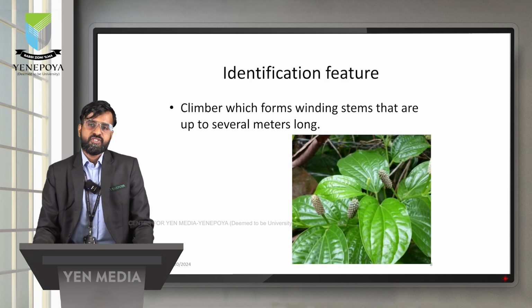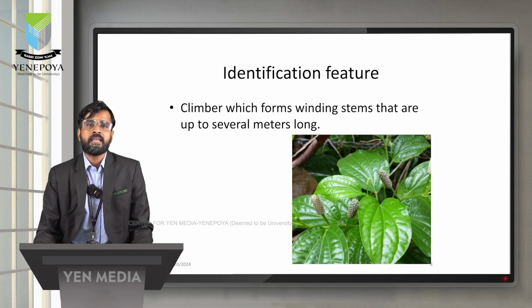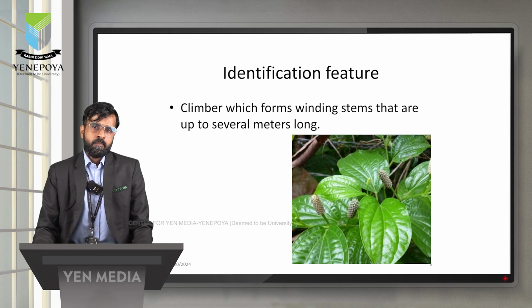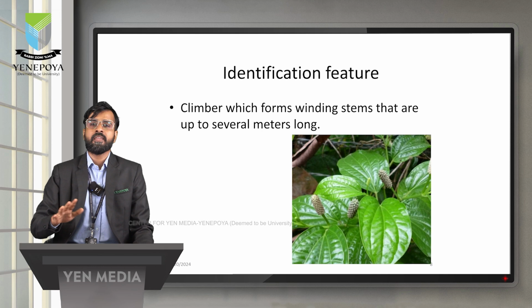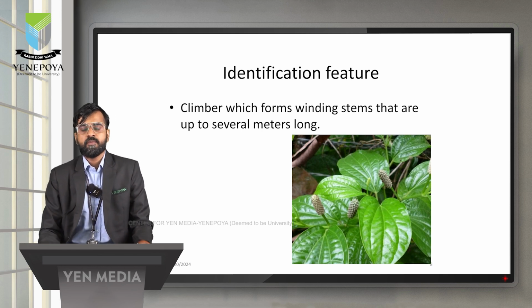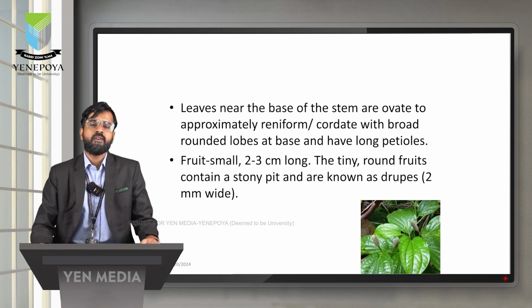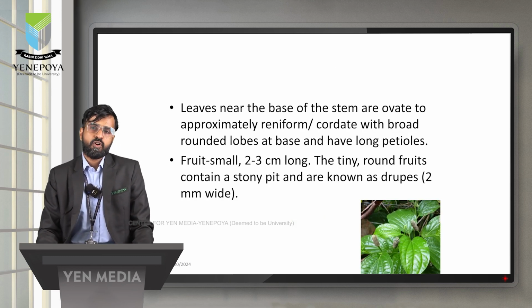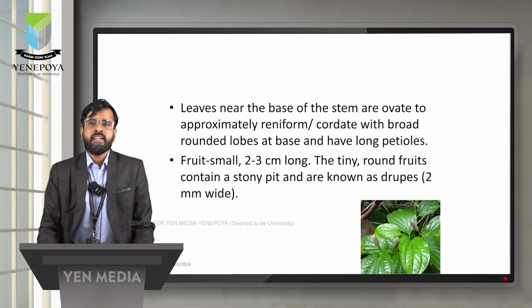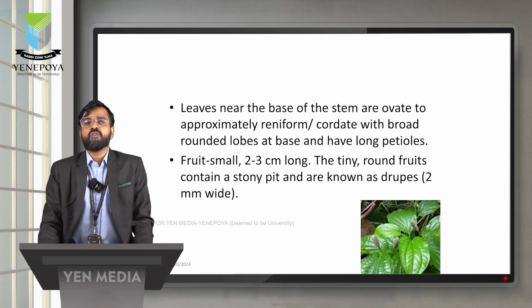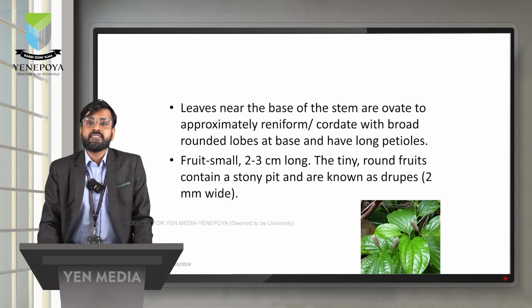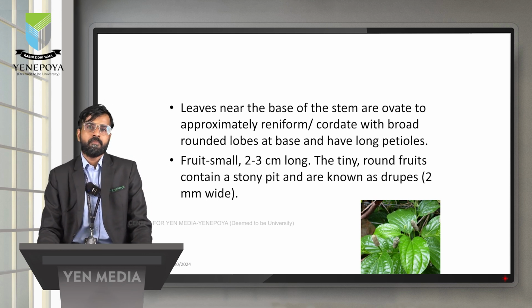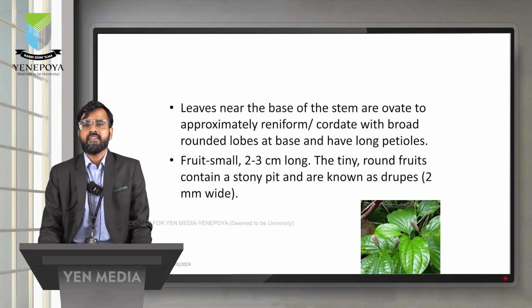Coming to the identification features, how can we identify Pippali or Piper longum? Morphologically, it is a climber which forms winding stems up to several meters long. The stem is elongated, and it is a climber. If you see the plant itself, you can make out it is a little shiny in nature; the Bhavarna, the shiny nature, you can find here. We will talk more about the leaf. The leaf shape is somewhat ovate and approximately reniform. It is not completely reniform. The base is cordate with a broad rounded lobe, and it has a long petiole. That is also another identification feature.